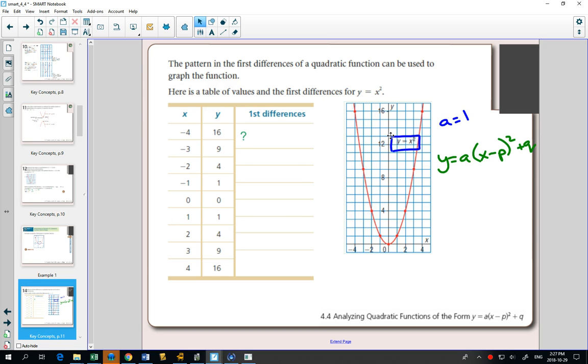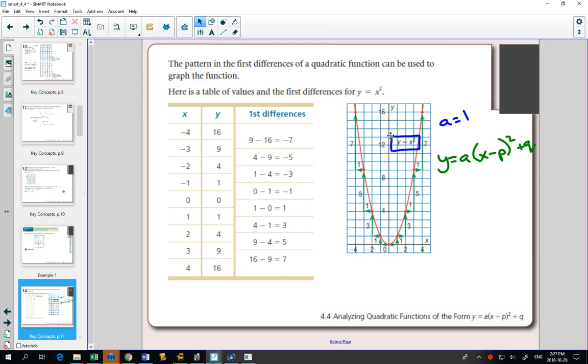Starting at (0, 0), it goes over 1, up 1, over 1, up 3, over 1, up 5, over 1, up 7, and it keeps doing that pattern of going the next odd number. Anytime your a value changes, that scale changes by just multiplying it by whatever your a value is.